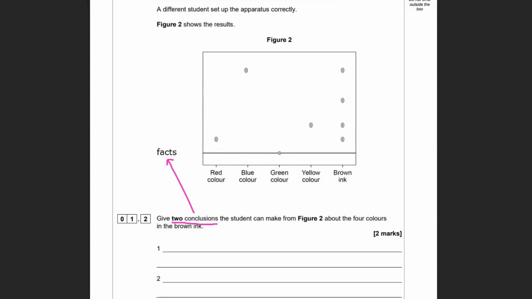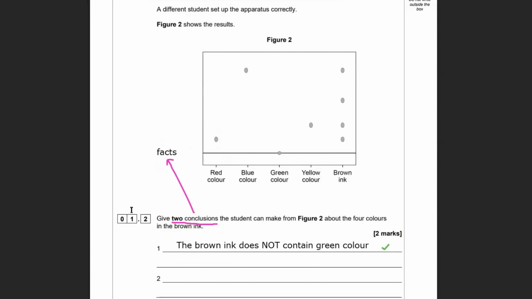So there's loads of conclusions. I'm going to give you the different ones. So we could say the brown ink does not contain green color. We can tell that because if you look at the green color, it doesn't match with any of the four colors in the brown ink. So that is a pure fact.